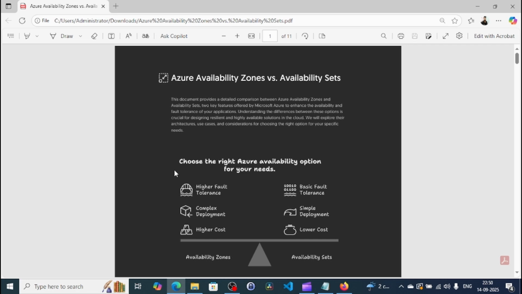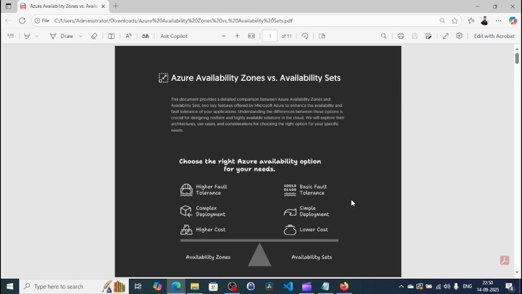Downtime of a mission-critical workload, whether caused by a hardware failure, rack-level disruption, or even a data center-level outage, can directly translate into significant business impact and financial losses. So to mitigate these risks, Azure provides multiple architectural constructs for high availability. Two of the most widely used mechanisms are availability sets and availability zones.